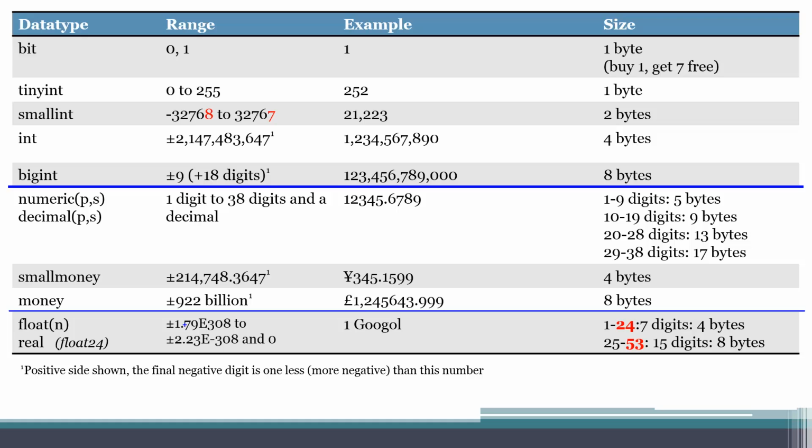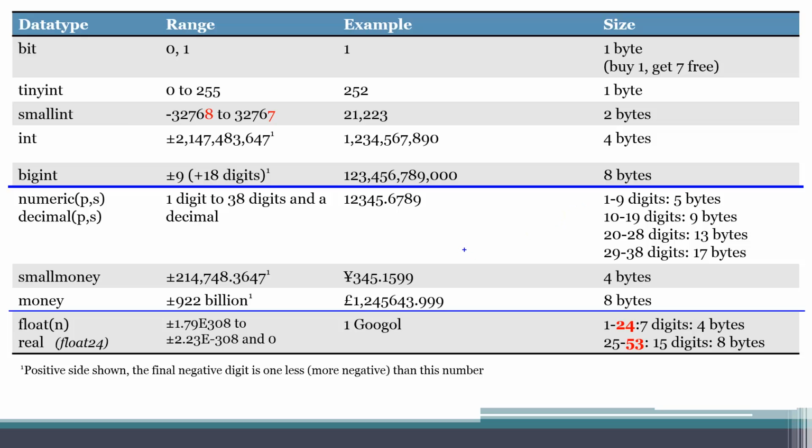The biggest number that you can store in a float is 1.79 with 308 zeros after it. That's a really, really big number. That's a number with 308 digits in it. And you're storing that in 8 bytes. So you're storing that in a smaller place than you're storing a 19-digit number for a numeric.